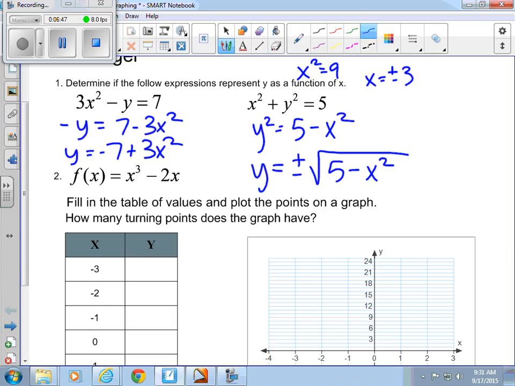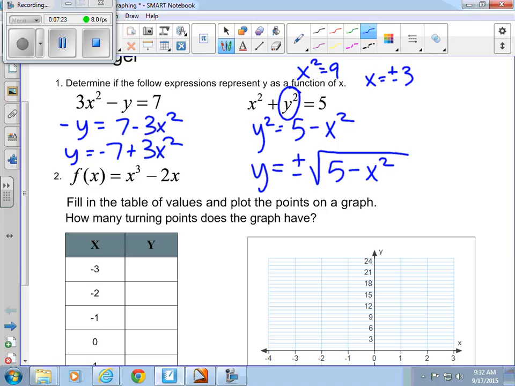But anyway, it's not a function. Now, it took us some work to get there. You can always do this work, and it's great, but I don't always want to have to do that. Do you? So we're going to look for some clues. If the y value is ever squared or to any even power, then it's not a function, because you'd have a plus or minus when you solve. So I'm going to skip the solving part, and if y is ever to an even power, I'm going to go, that's not a function.